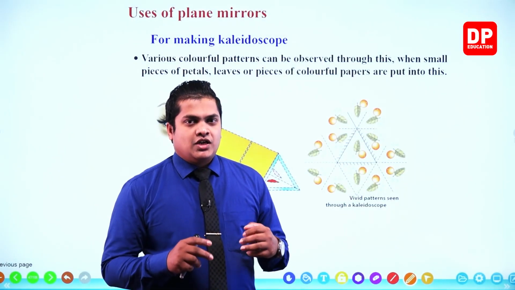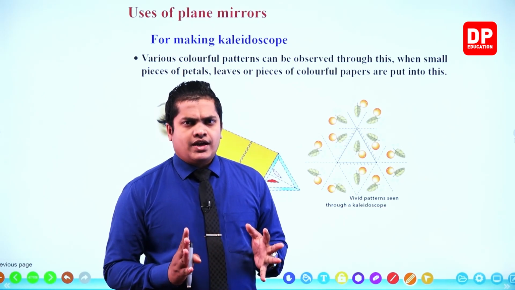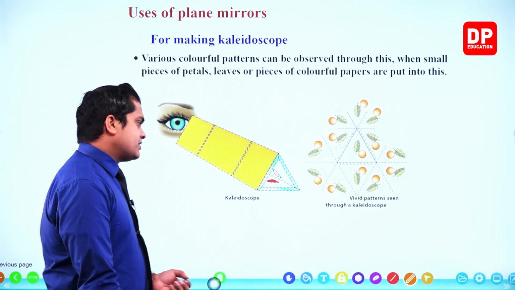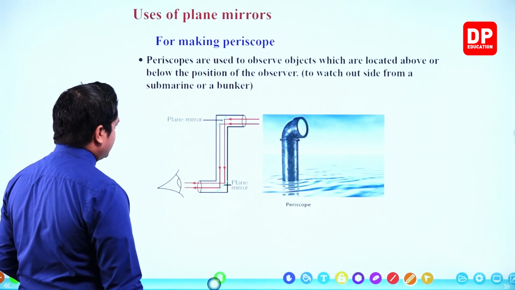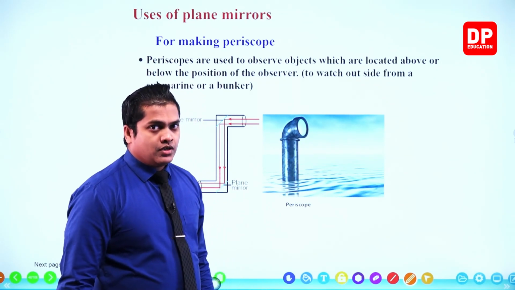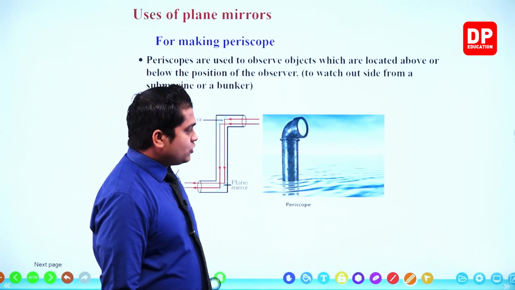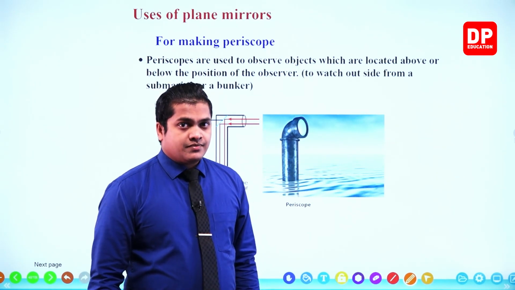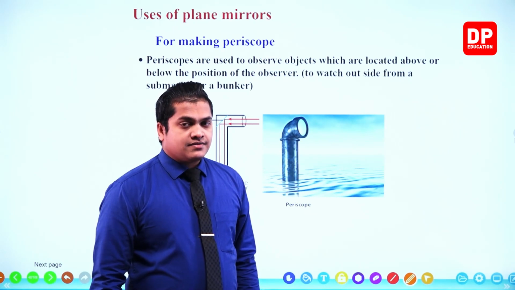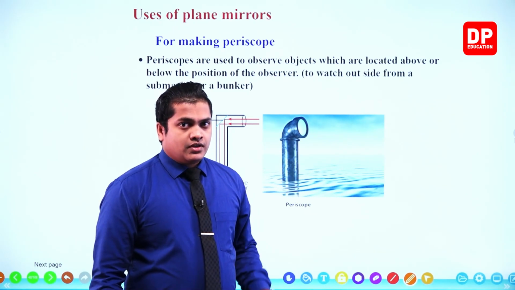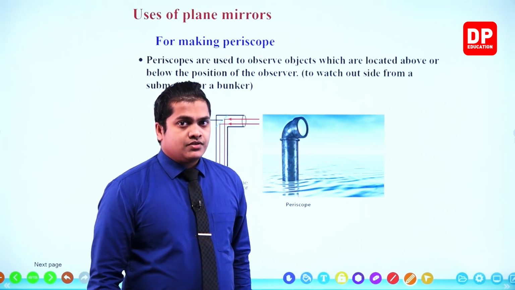Not only the kaleidoscope, my dear children. In making periscopes, what is a periscope? Now this is the instrument which is called the periscope. Periscopes are used in submarines, in bunkers, and in tanks, battle tanks, in order to observe the outer environment. We use these periscopes.